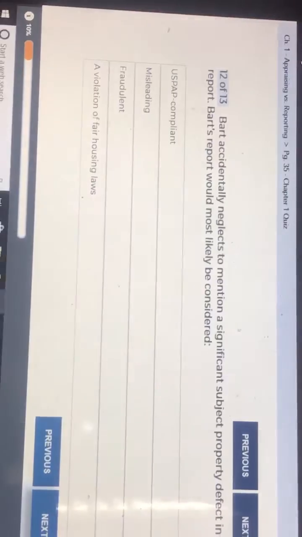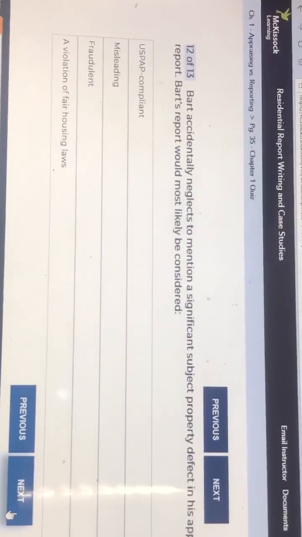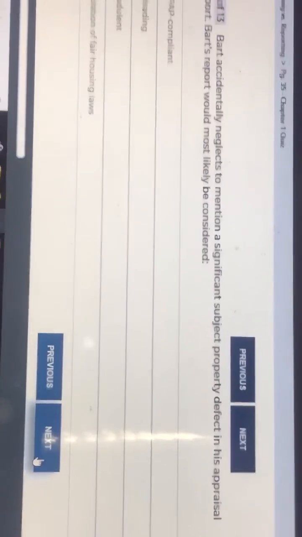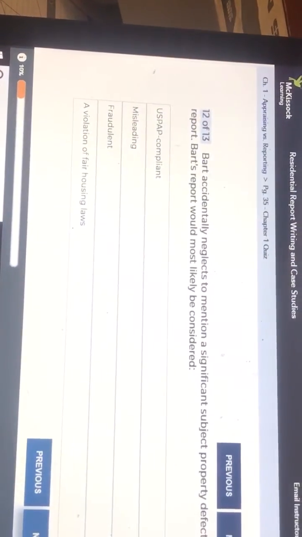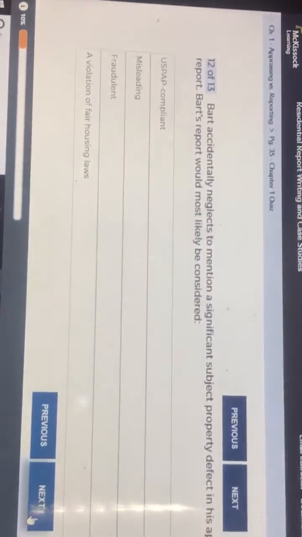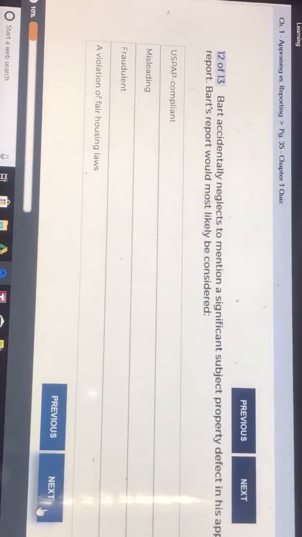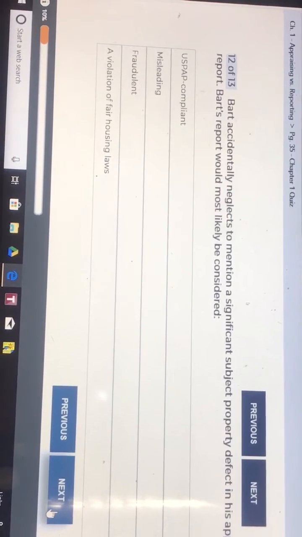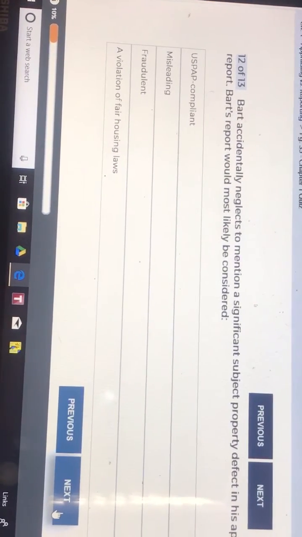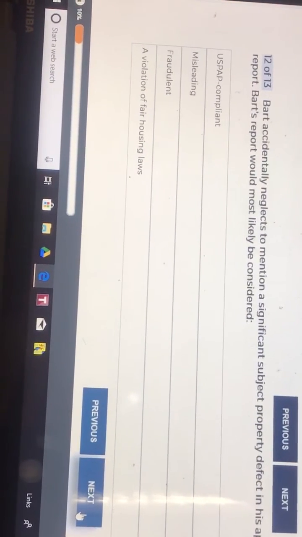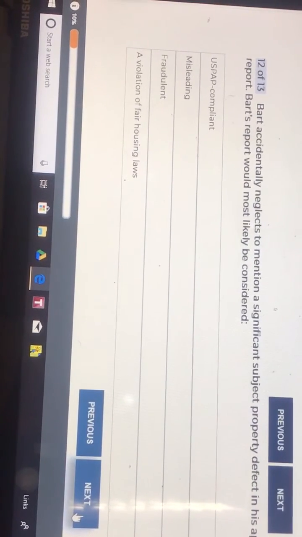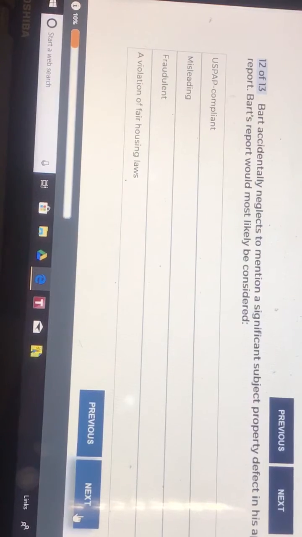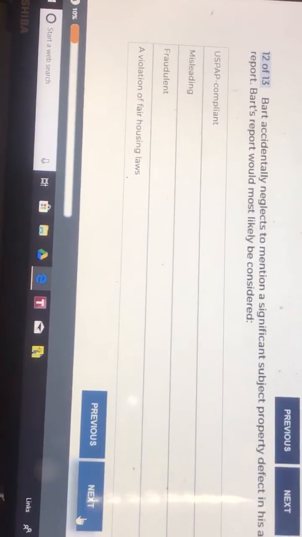Number 12. Bart accidentally neglects to mention a significant subject property defect in his appraisal report. Bart's report would most likely be considered A, USPAP compliant, B, misleading, C, fraudulent, or D, a violation of fair housing laws. I'm going to go with B, misleading.